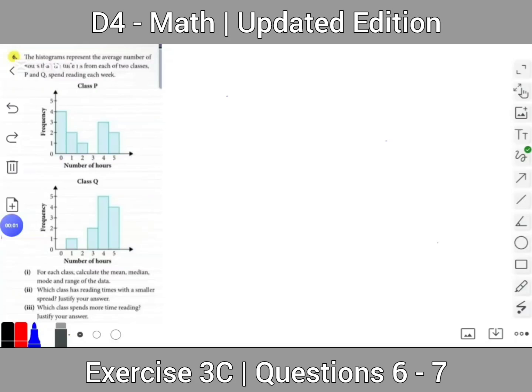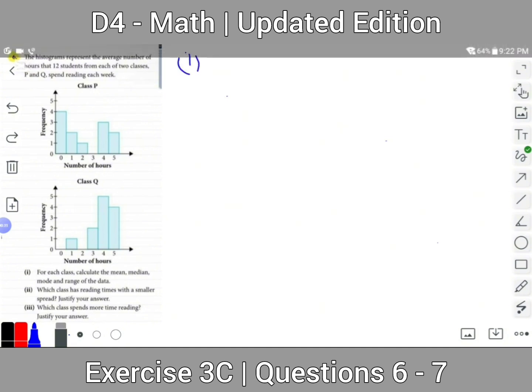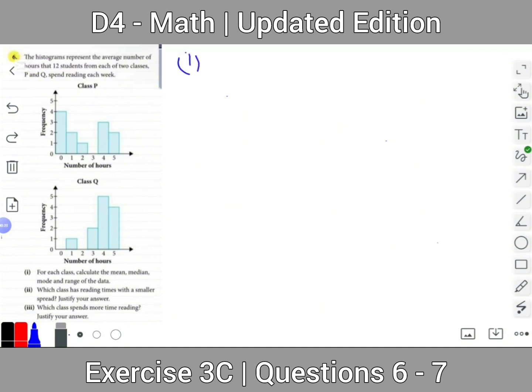Now in question 6, the histogram represents the average number of hours that 12 students from each of two classes, P and Q, spend reading each week. So here we have the histogram for class P and here we have the histogram for class Q. In part 1, for each class calculate the mean, median, mode and range of the data.